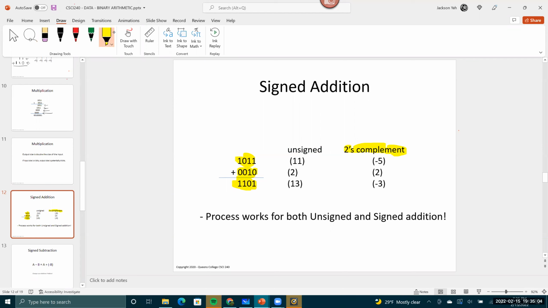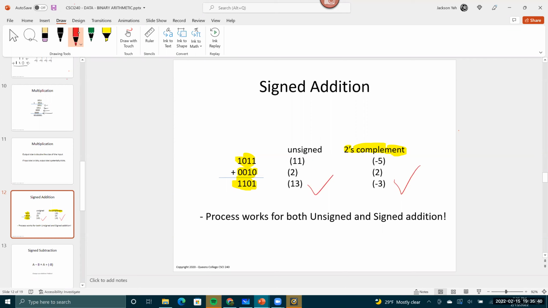So the top number 1011 would correspond to -5. And 0010 would correspond to +2. If you added it, you looked at the answer, it's -3. And you're saying, wait a second. The addition works both ways. It doesn't really matter. The rules that we learned for binary addition work whether the binary is encoded using unsigned or 2's complement. Regardless of which, it works both ways.